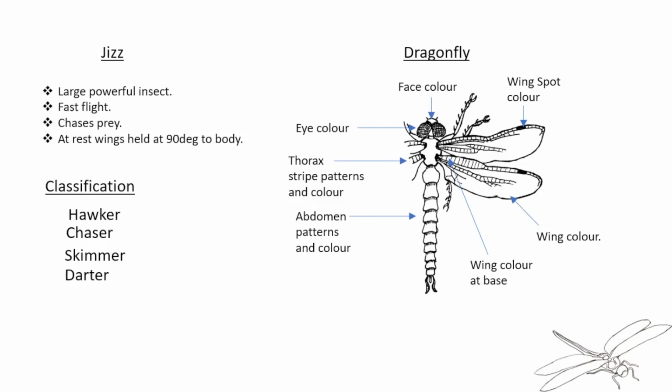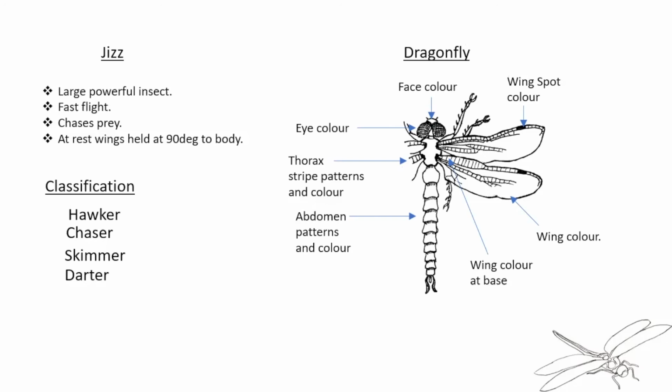But we look at the hawker. They're the ones that go round up in the air, searching for food. Chasers are the ones that go as if they're physically chasing things around foliage, vegetation, by the side of the pond. Skimmers are the ones that keep close to the surface of the water, moving out backwards and forwards. And the darters are the ones that perch and dart out and grab things.